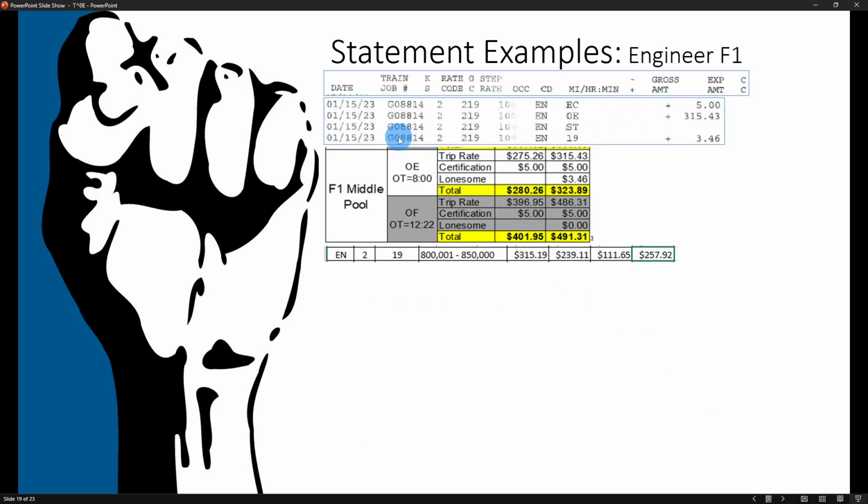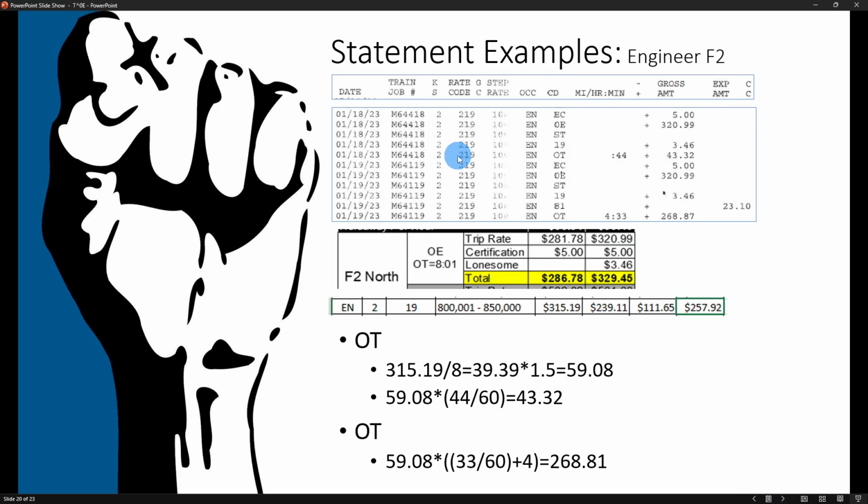Engineer F1. So they've got trip rate here, OE here. So we look here, 315.43. That's correct. Awesome. Here's lonesome pay, 346, and engineer carrying right there. This is the amount of weight he had on the axles this day. No overtime or anything to do math upon here.